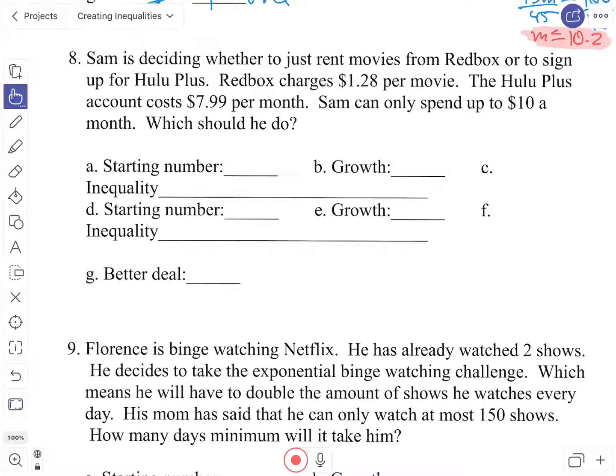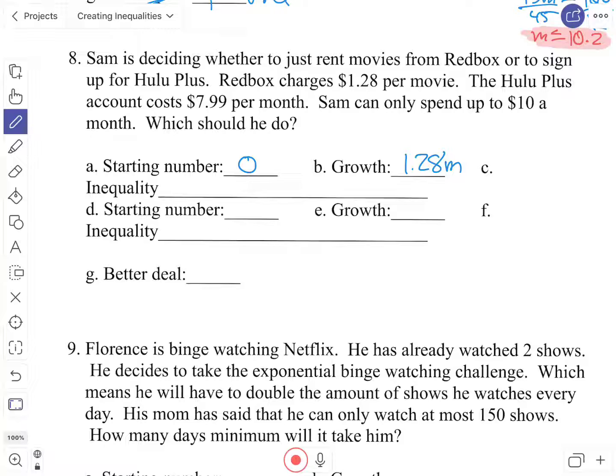All right, another similar one. So Sam here is deciding whether to just rent movies from Redbox or to sign up for Hulu Plus. Redbox charges $1.28 per movie, so $1.28 for however many movies you're doing. If you don't rent anything, you don't pay anything, so that would start at 0.